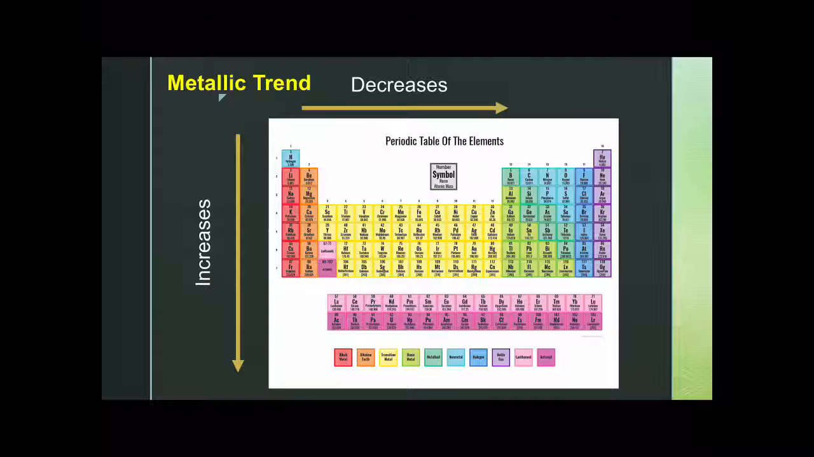Okay, finally to the last trend, metallic trend. The more an element exhibits the physical and chemical properties of metals, the greater its metallic character. There are some characteristic properties of metals, such as having a shiny luster, sometimes with various colors, although mostly silver.